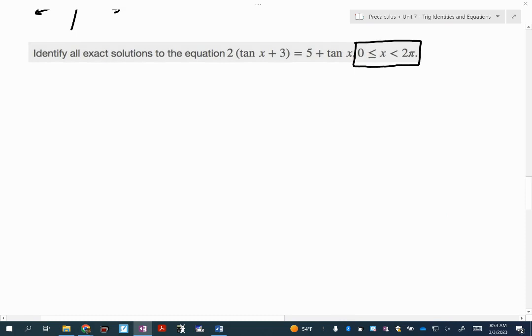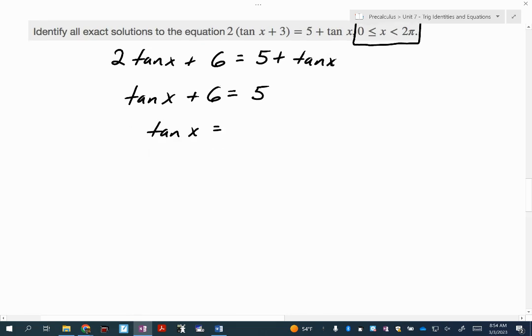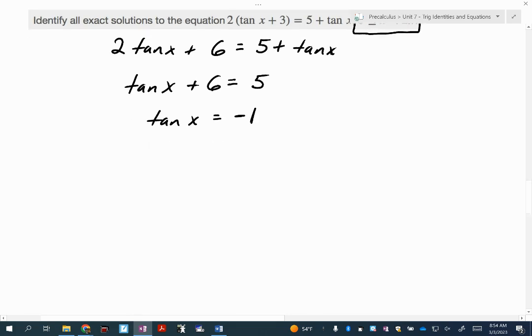So I don't need to worry about doing the plus or minus k or pi k. So let's distribute the 2. We get 2 times the tangent of x plus 6 equals 5 plus the tangent of x. I'm going to move the tangent of x over and subtract 2 tangent of x minus 1 tangent of x to get tangent of x. Then I'm going to move the 6 over with subtraction. So 5 minus 6 is negative 1.